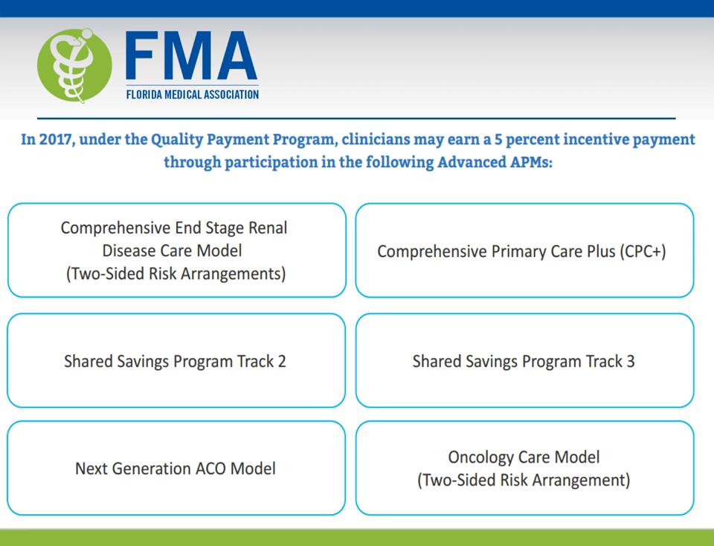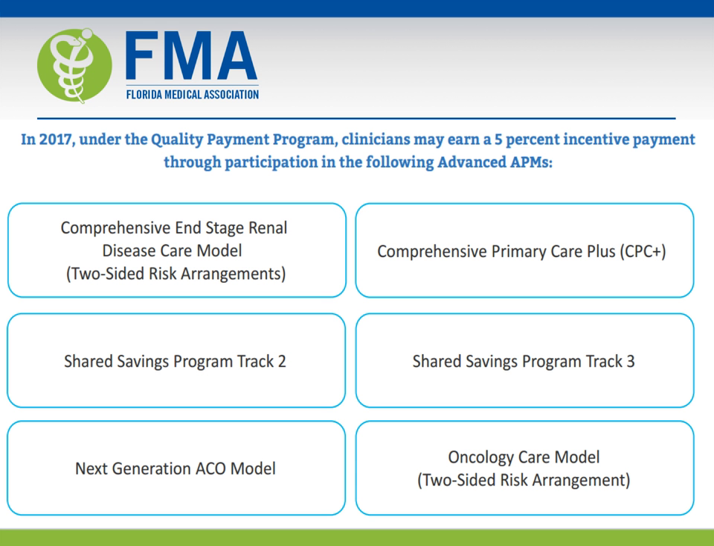However, in the first year of the program, there are not very many advanced alternative payment models available to choose from. Essentially, there are really only 4 that are potentially available in Florida at this moment. Shared Savings Program Track 2, or MSSP Track 2 ACOs, which are risk-sharing ACOs. MSSP Track 3 ACOs, which are also risk-sharing ACOs. The Next Generation ACO model, which is a risk-bearing ACO. And the Comprehensive End-Stage Renal Disease Care model with the two-sided risk arrangement.